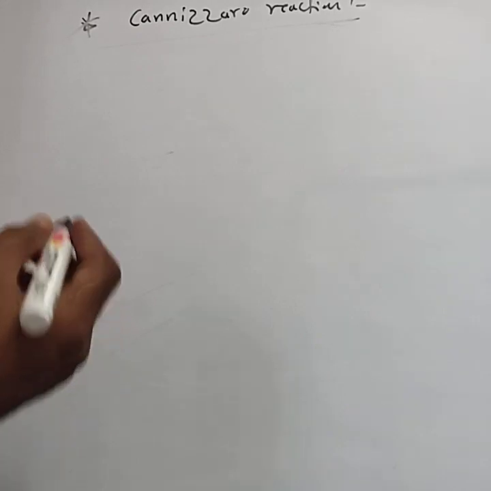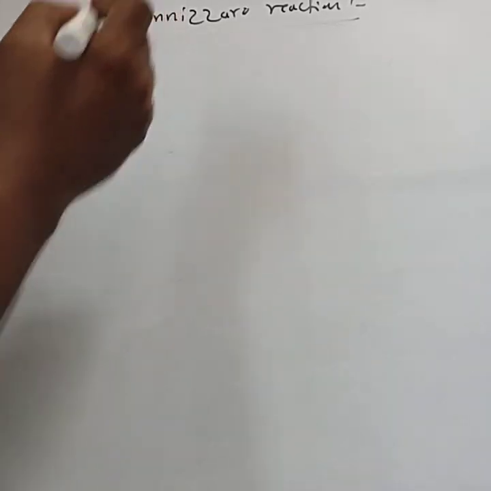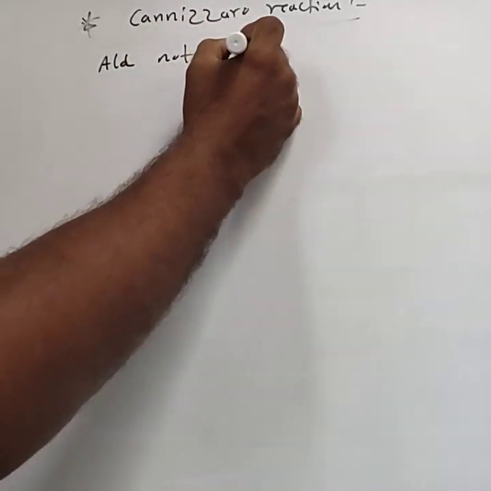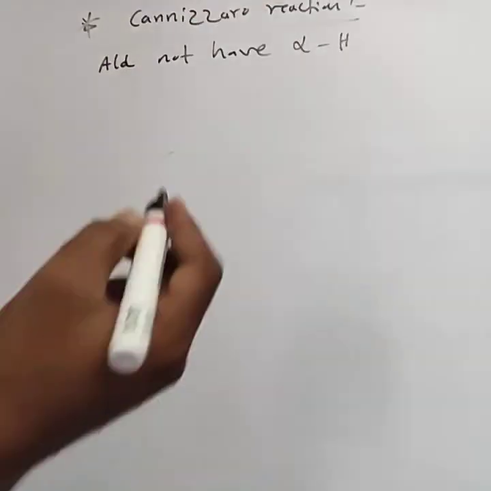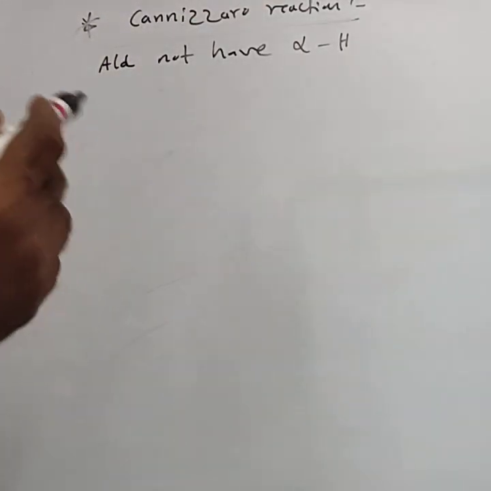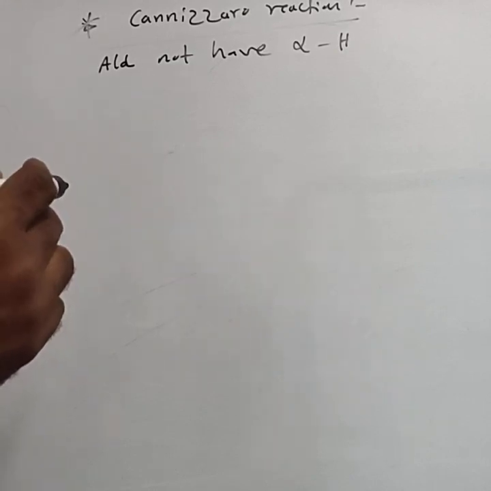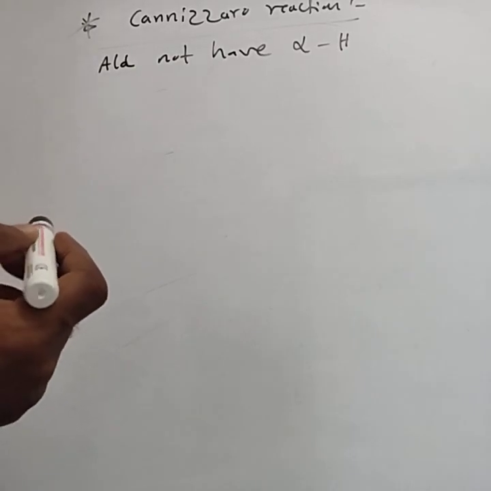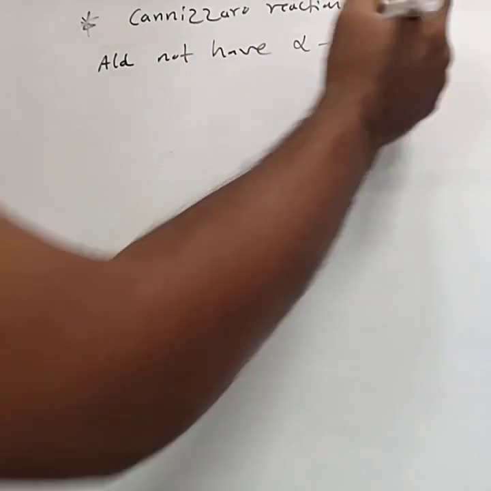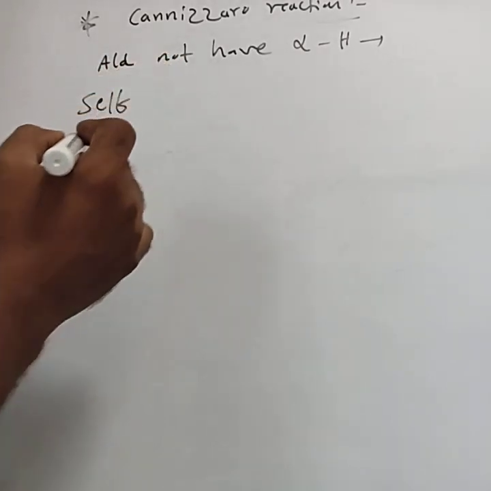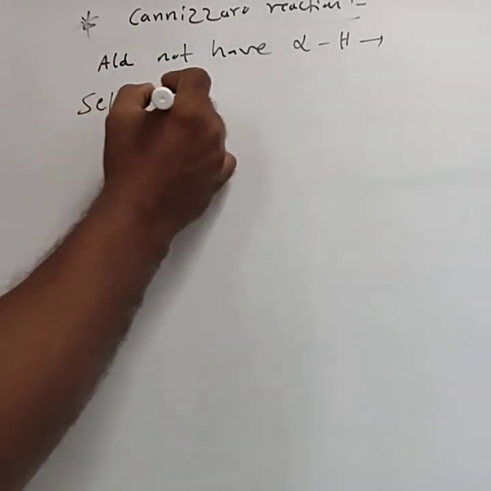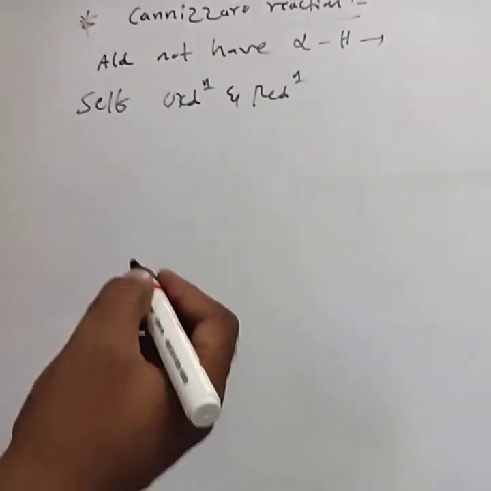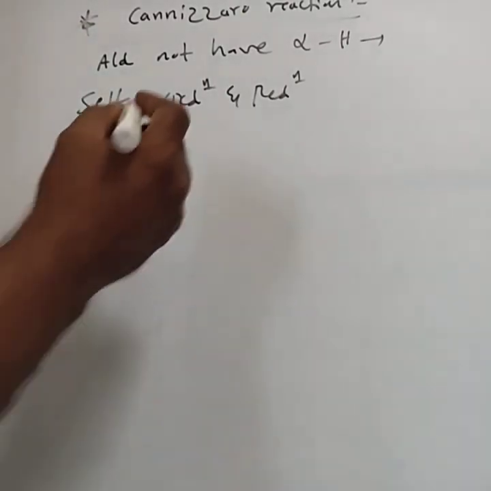Cannizzaro reaction means aldehydes which do not have an alpha hydrogen atom. For aldol condensation, you have to consider aldehydes having alpha hydrogen atoms. But for the Cannizzaro reaction, aldehydes do not have an alpha hydrogen atom. They undergo self-oxidation and reduction.